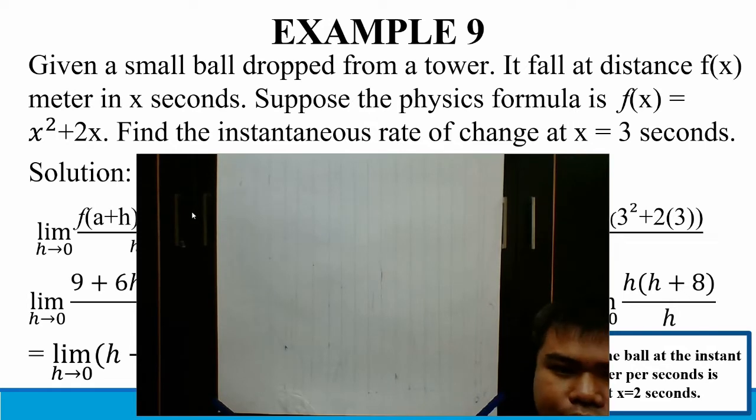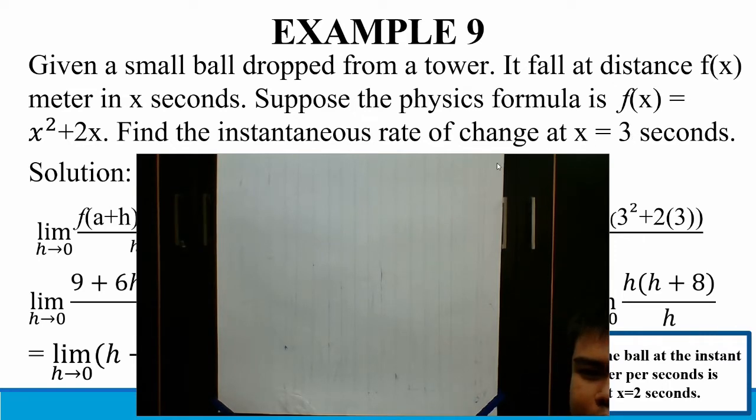You have a small droplet dropped from a tower. Please read the screen first. Given a small ball dropped from a tower, it falls a distance f(x) meters in x seconds, where f(x) is the distance in meters and x is the time in seconds. Suppose the physical formula is f(x) = x squared plus 2x. Find the instantaneous rate of change at x equal to 3 seconds.